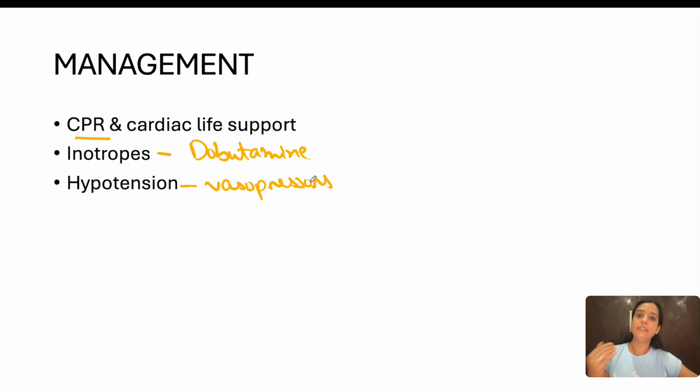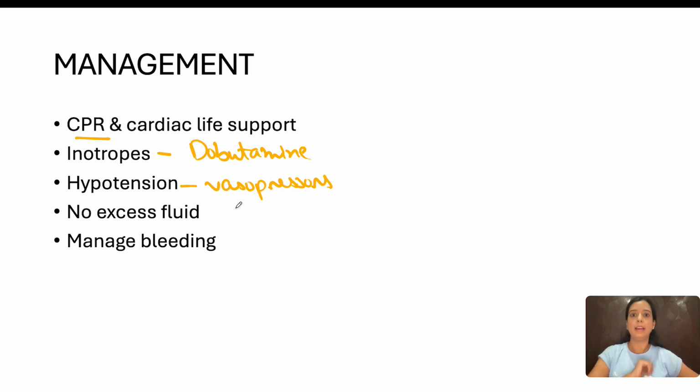What about IV fluids? Patient is hypotensive. Will you give IV fluids? No. Patient is not hypotensive क्योंकि उसने blood lose कर दिया है. Patient is hypotensive because the heart is not pumping the blood. Heart is already overloaded. Lungs already have edema. In that case, you will not give excess of fluid. Right? And last, you have to manage the bleeding and DIC by giving the coagulation factors.